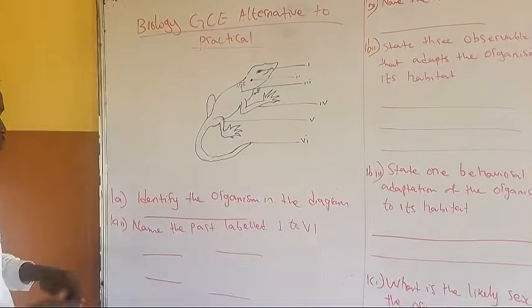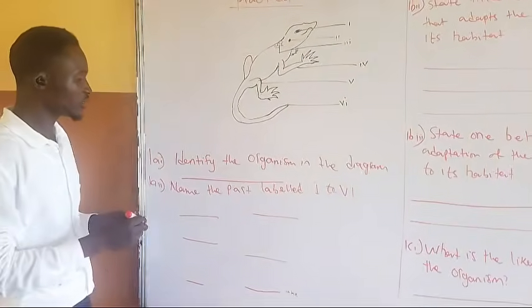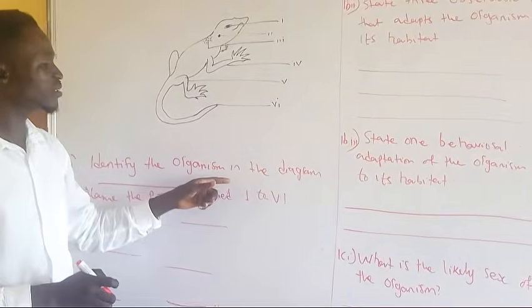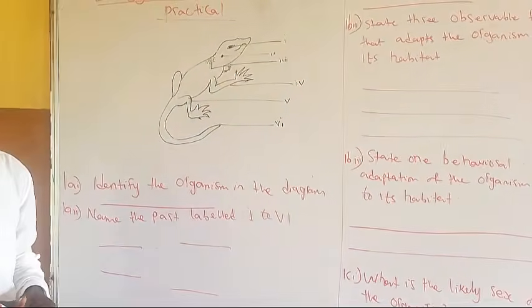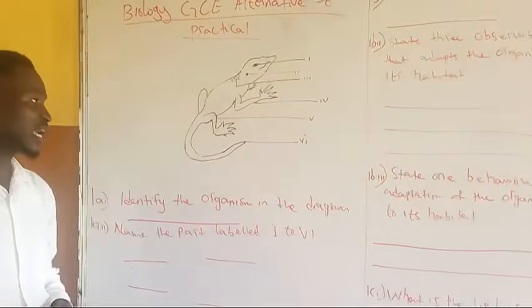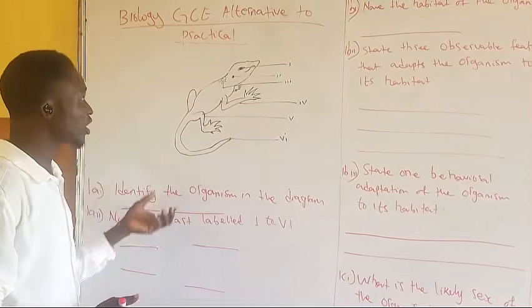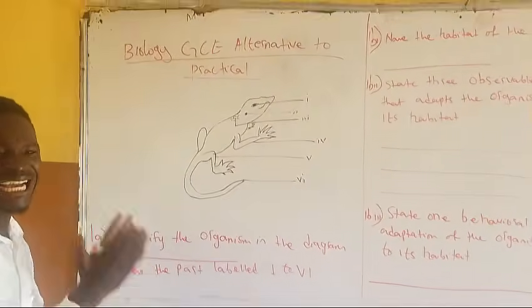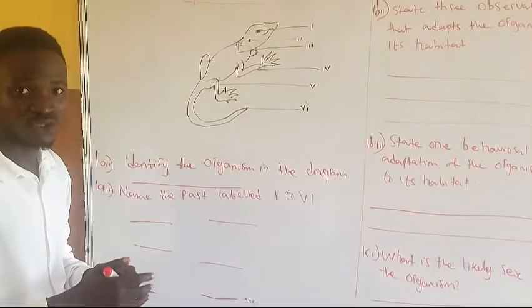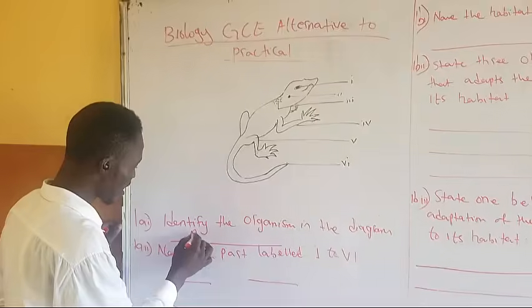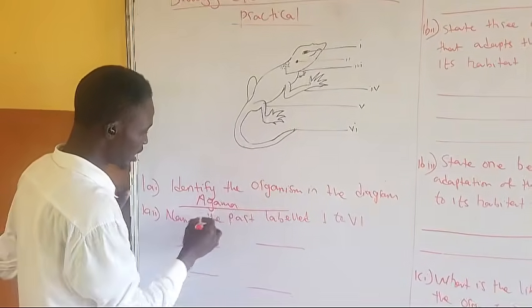The very first question, number 1AI, says, identify the organism in the diagram. So we cannot just jump all of a sudden and say this is a female or a male. We can just call it a gamma lizard. Are you following me? So we call it a gamma lizard.